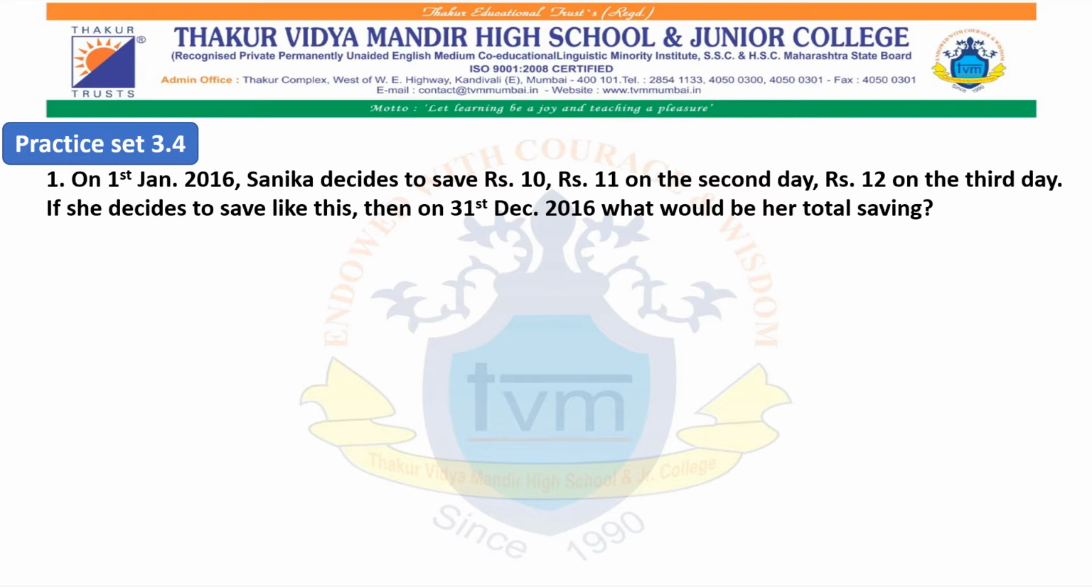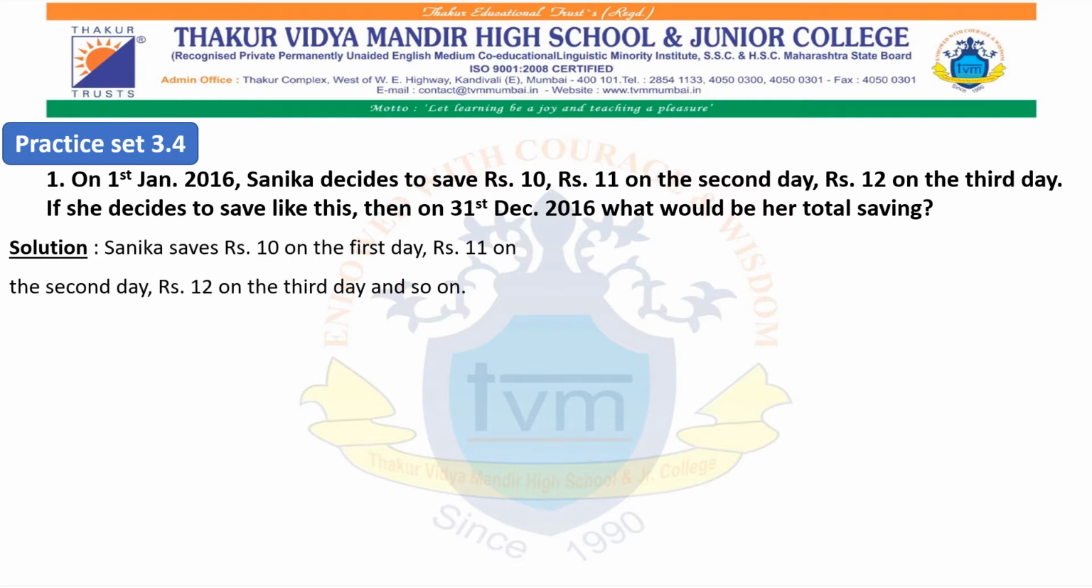Before this practice set, we had seen two formulas, that is for Tn and Sn. The Tn formula is used for finding out a particular term and the Sn formula is used for finding out the total value. Here in this sum, they had asked us to find out the total saving of Sanika from 1st January 2016 till 31st December 2016. Let us start with the solution.